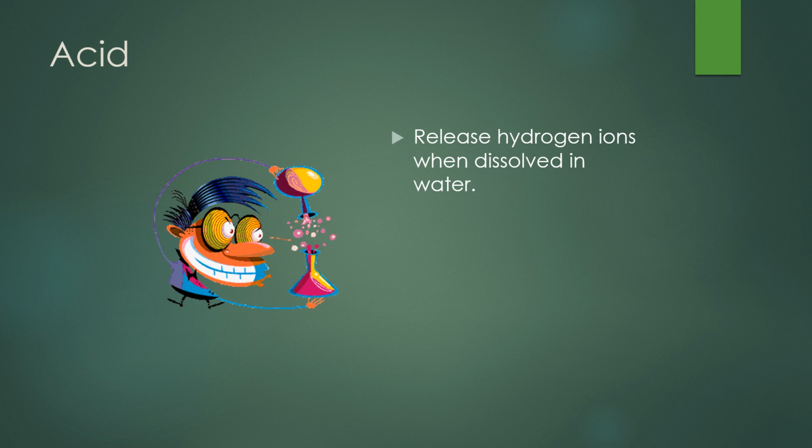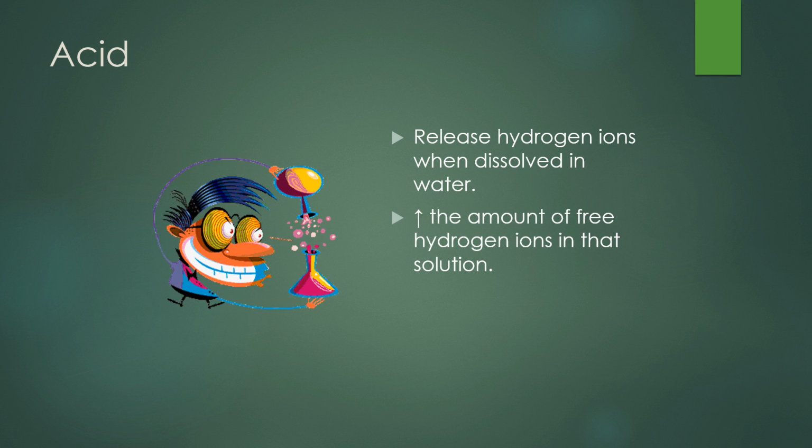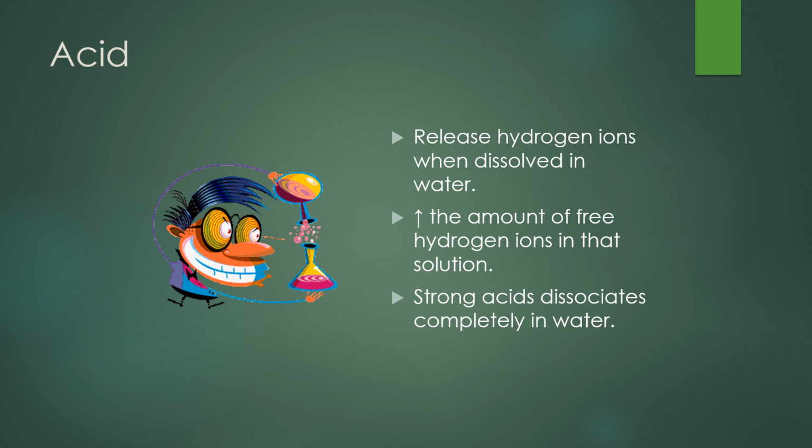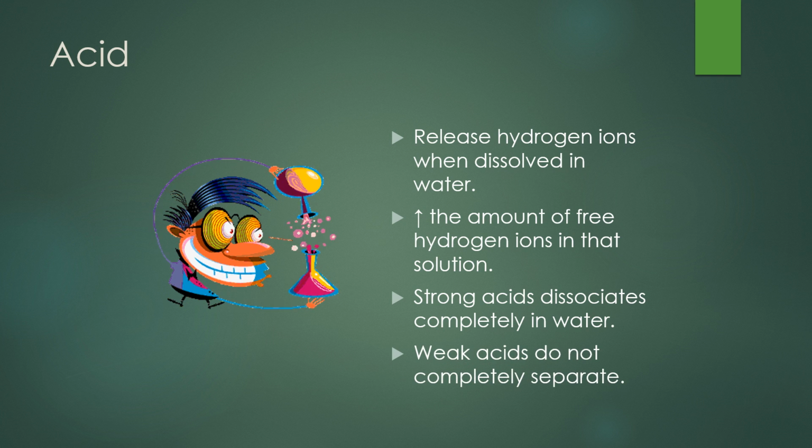Acids are substances that release hydrogen ions when dissolved in water. An acid in solution increases the amount of free hydrogen ions in that solution. The strength of an acid is measured by how easily it releases a hydrogen ion in a solution. A strong acid, such as hydrochloric acid, separates completely in water and readily releases all of its hydrogen ions. A weak acid does not completely separate in water. It releases only some of its hydrogen ions.